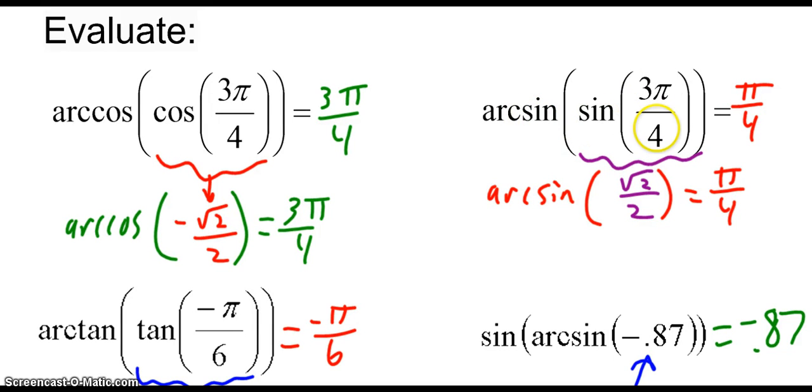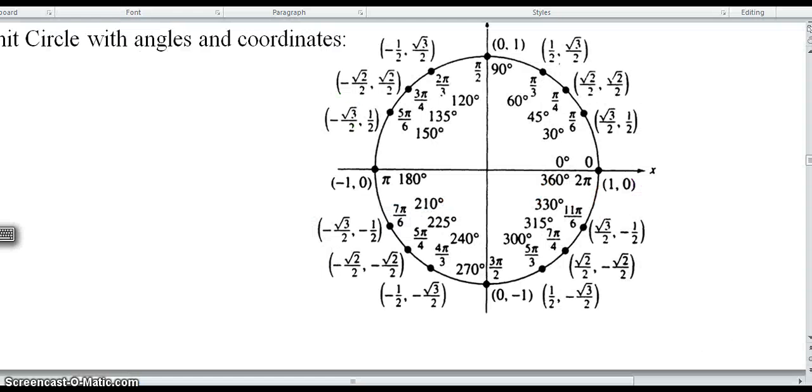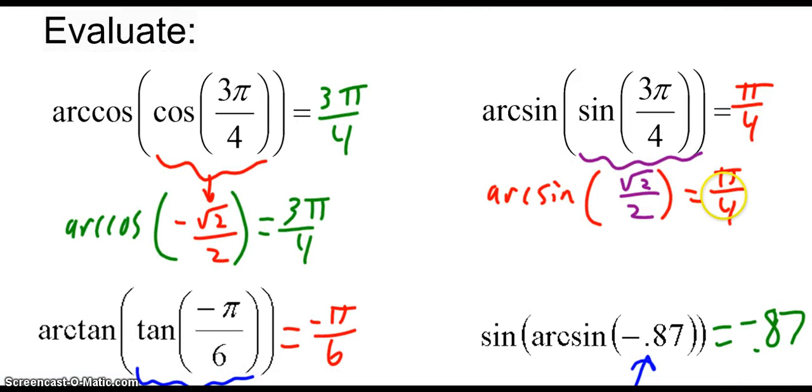So the arc sine of the sine of 3 pi fourths. Well, what is the sine of 3 pi fourths? It's root 2 over 2. So within the range of the arc sine function, which is the right half of the circle, where is the y value root 2 over 2? That's at pi fourths. So the answer here is pi fourths.